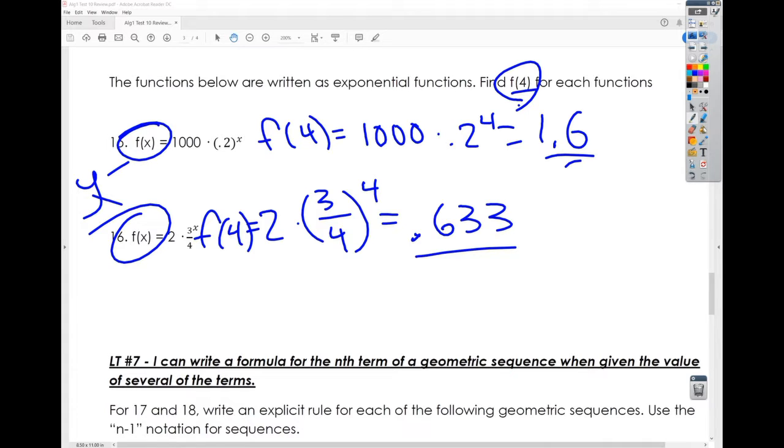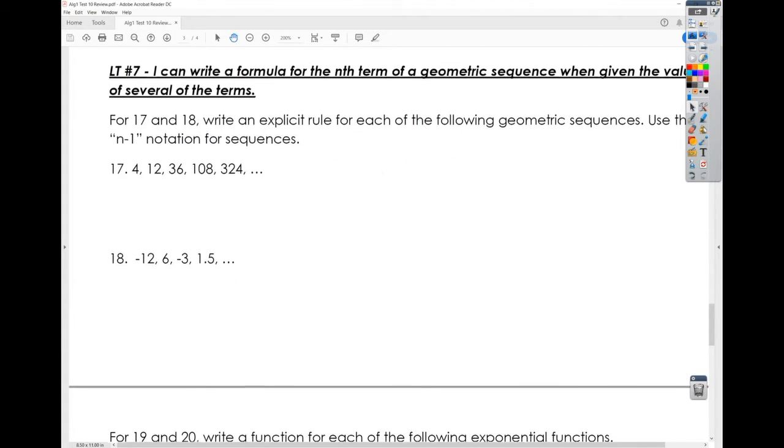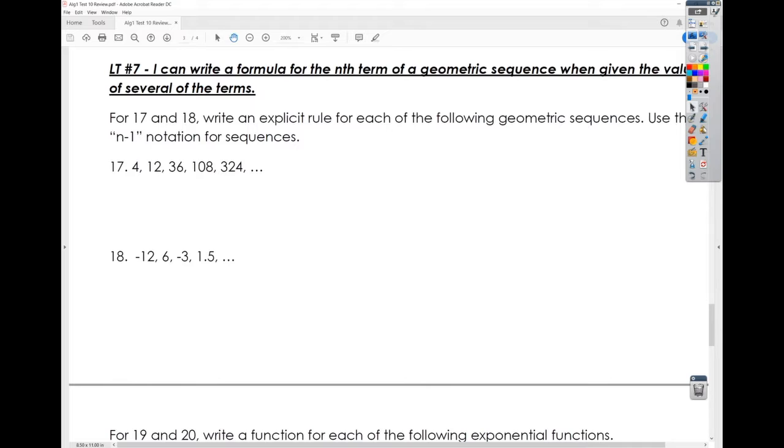Okay, and next, for 17 and 18, write an explicit rule for each of the following geometric sequences. Okay, so I need to know two numbers in order to write an explicit rule for a geometric sequence. Okay, so we would generally use a sub n, but remember that's just like your y. That's the y way it'd be written here for a sequence. Is equal to a times r to the n minus 1.